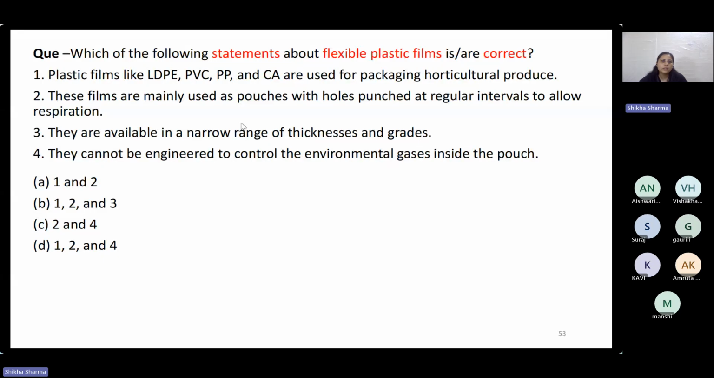Next is about packaging. Which of the following statements about flexible plastic films are correct? One, plastics like LDPE, PVC, PP, and CA are used for packaging horticulture produce. Two, films are mainly used as pouches with holes punched at regular intervals to allow respiration. Three, they are available in a narrow range of thickness and grade. Four, they cannot be engineered to control the environmental gases inside the pouch.